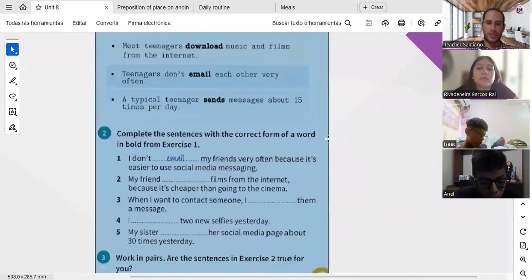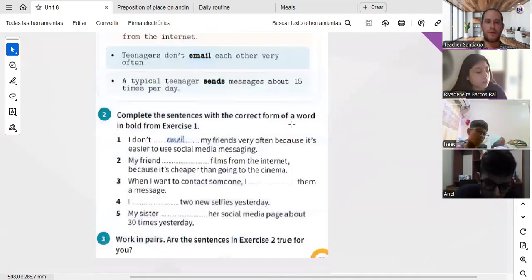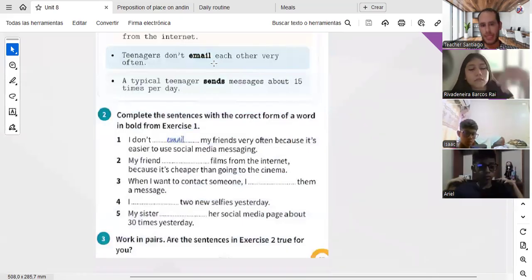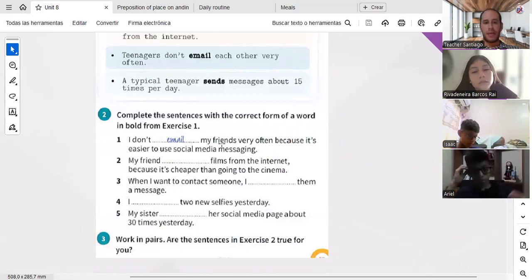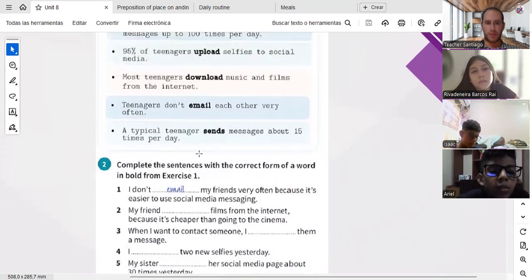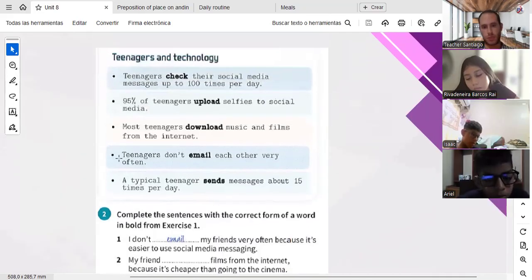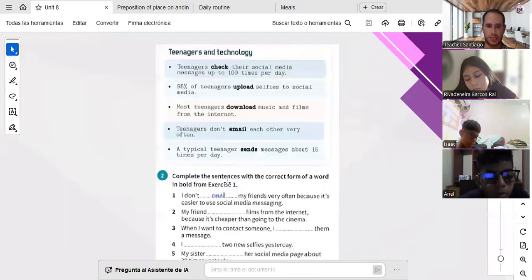Anyway, now we need to complete the sentences with the correct form of a word in bold. Bold means negrito, right? From exercise 1. I don't email my friends very often because it's easier to use social media messaging. So, Jilansi, next one, number 2, please. We need to use these words to complete these blanks.